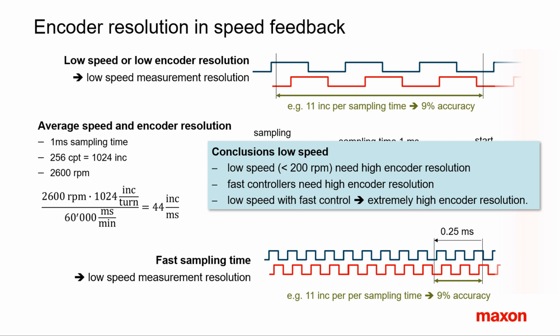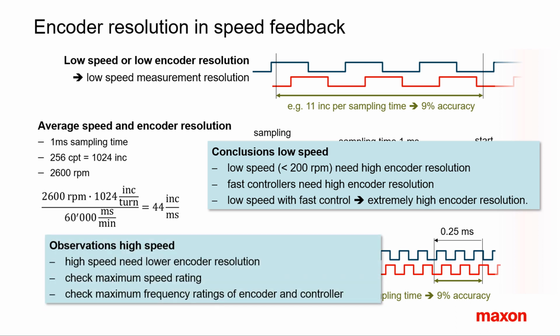All this leads us to the following conclusions. The lower the control speed, or the faster the controller, the higher the required encoder resolution must be. Controlling low speed with a fast controller needs very high encoder resolution that can easily reach several thousand counts per turn. At high or very high speed, on the other hand, a lower encoder resolution might be selected. Just verify that the encoder supports the high mechanical speed and that encoder and controller can handle the high encoder signal frequency.